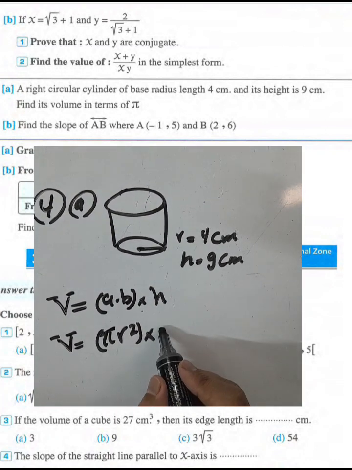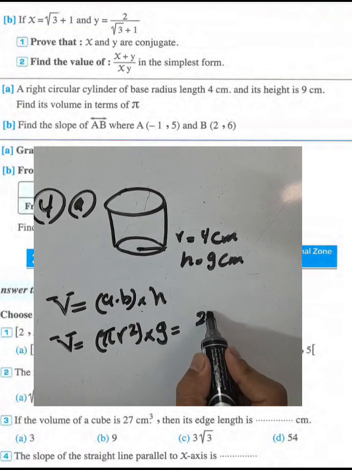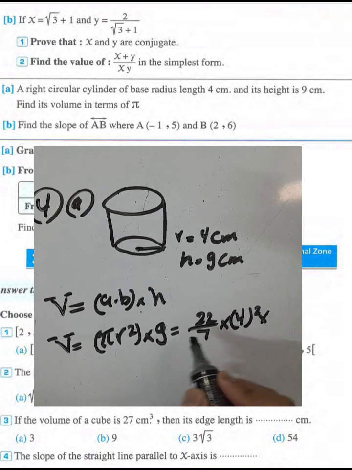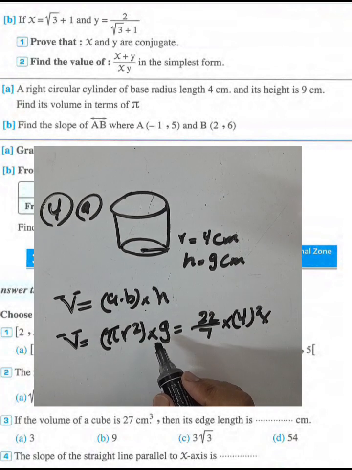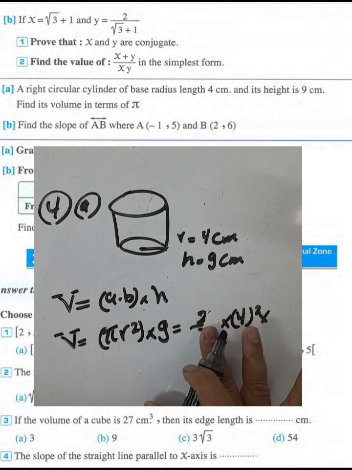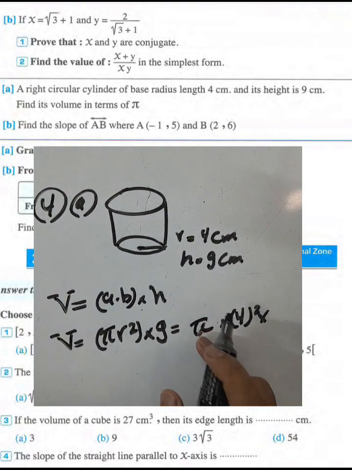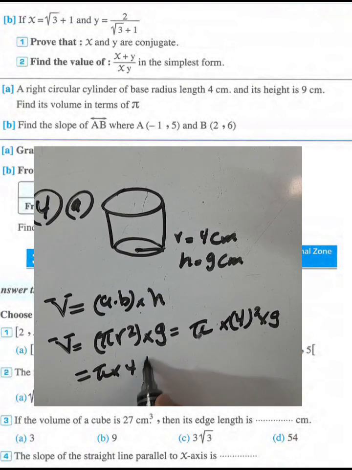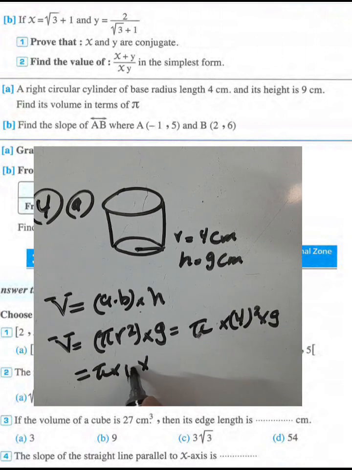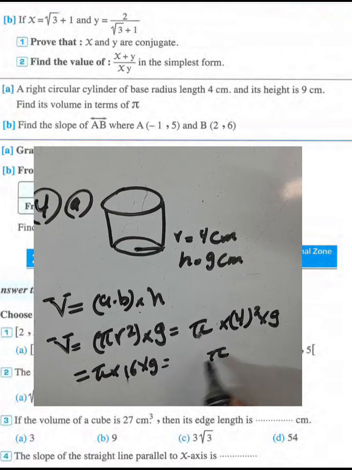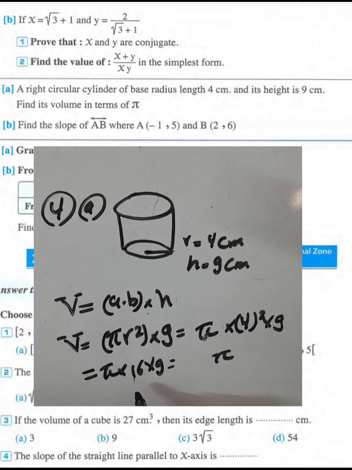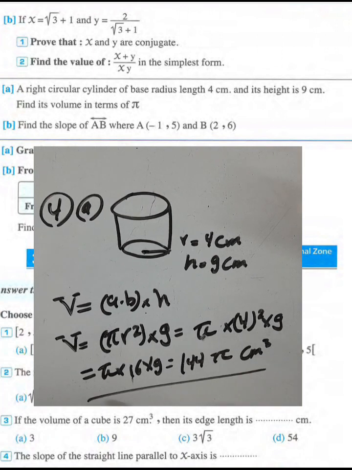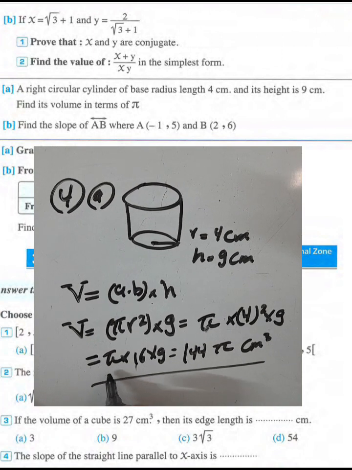The height was 9, okay? Then the result will be 22 over 7 times r squared, the radius 4 squared, times 9, which is 81. But here we won't find it by using this formula directly. Then by multiplication, 4 squared is 16, times 9, and 16 times 9 equals 144. The result will be in cubic centimeters. That's the volume of the circular cylinder, okay?